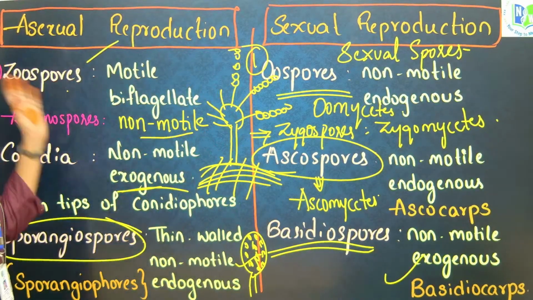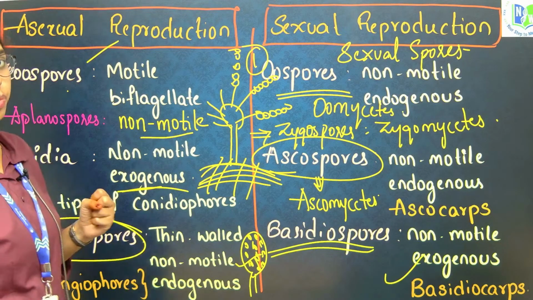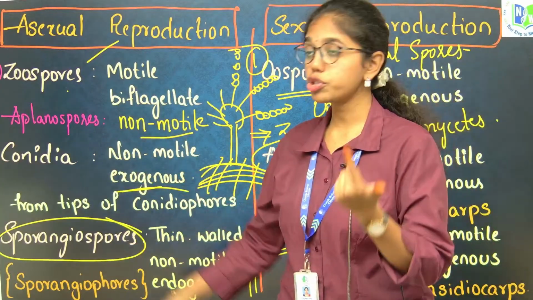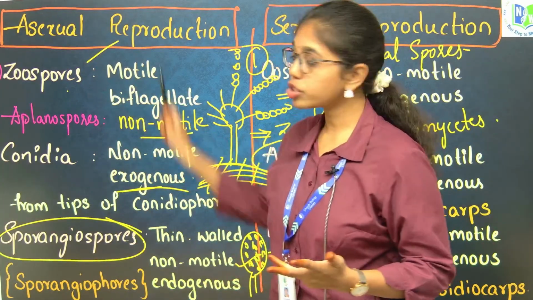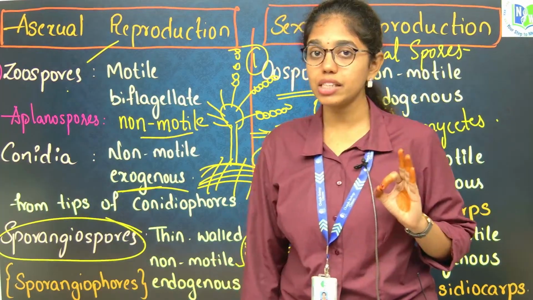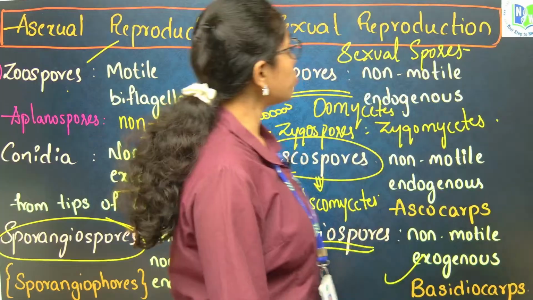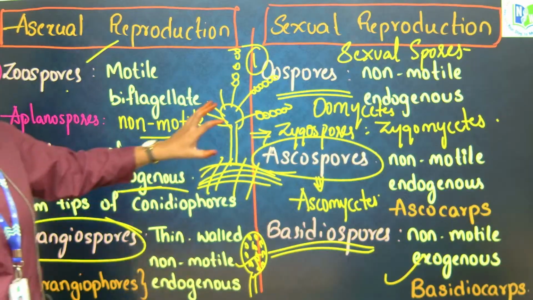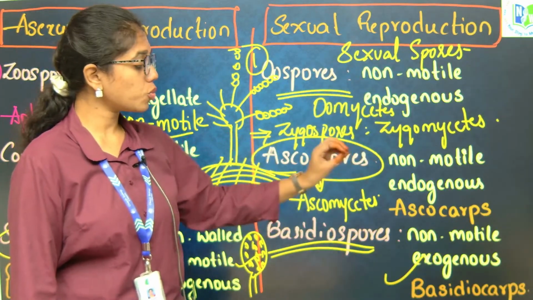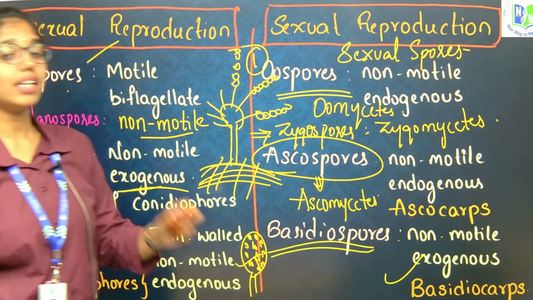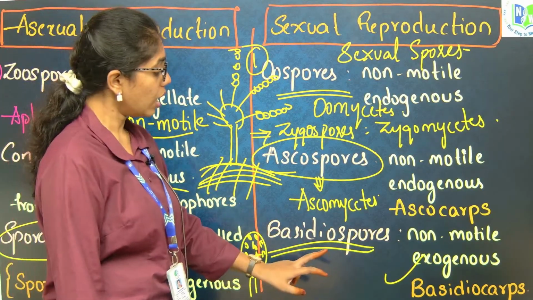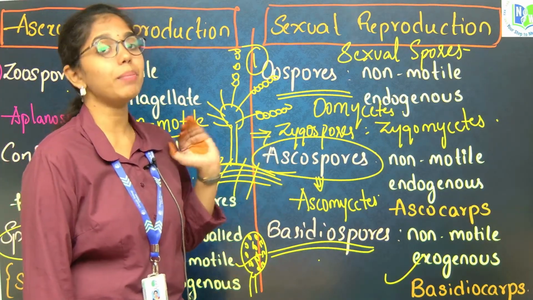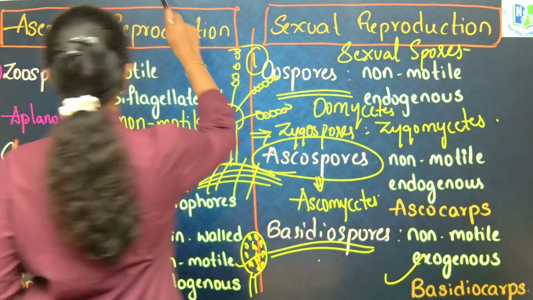So, once again, let us recall the asexual spores and sexual spores of fungi. Asexual spores: zoospores, which are motile and biflagellate, aplanospores, conidia and sporangiospores. Amongst all these, the only exogenously released spore is conidia. Sexual spores: oospores, zygospores, ascospores in Ascomycetes, and basidiospores in Basidiomycetes. Amongst these, basidiospores are the only sexual spores which are exogenously released, from the basidium. So, this is the complete gist of the spores.